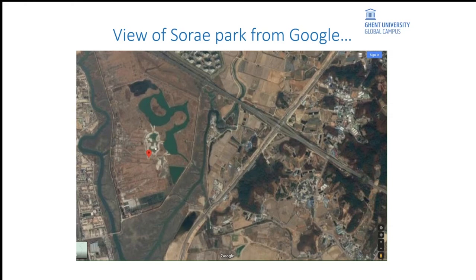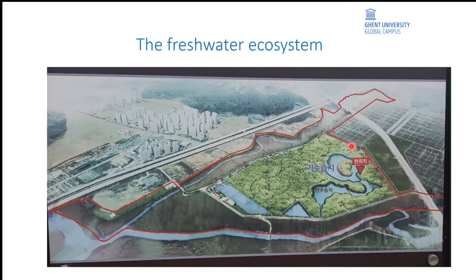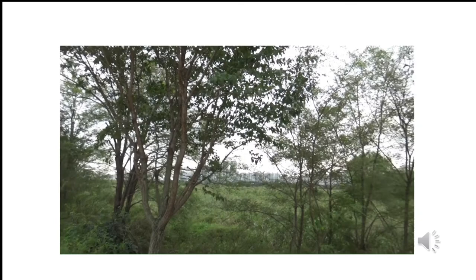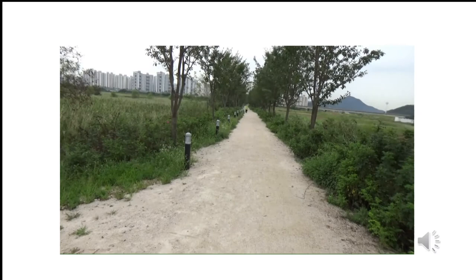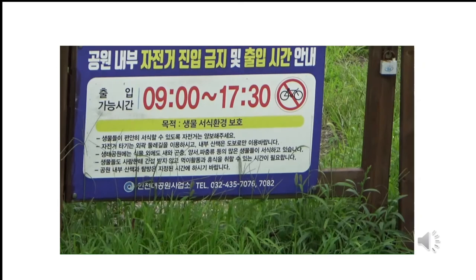This is the entrance into Sorae Park. Freshwater ecosystem in Sorae is right at the center of the Sorae Park. After branching off from the mud flat over the bridge and into the salt marsh ecosystems, we are now at the entrance of the freshwater ecosystem in Sorae. Now let's go in to the freshwater ecosystem.